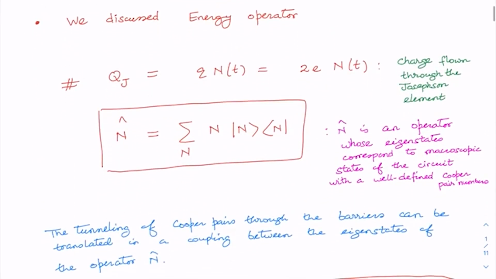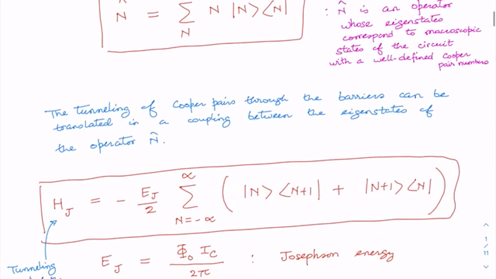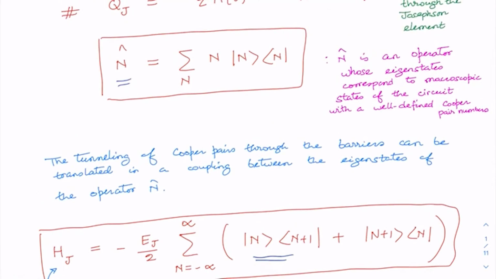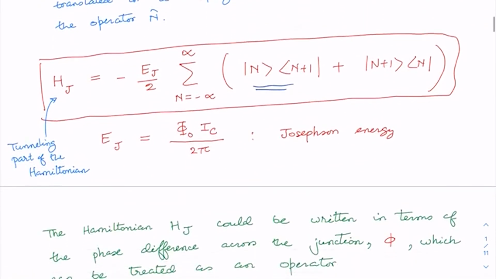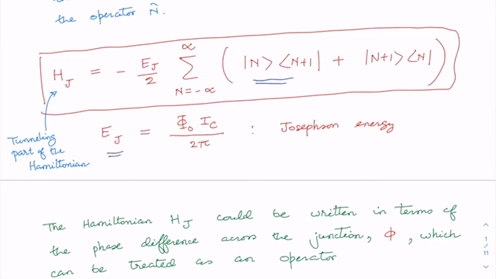And then we went on to discuss the energy operator, which we expressed in terms of the number state basis, or the Fock state basis, where this operator n cap is an operator whose eigenstates correspond to macroscopic states of the circuit with well-defined Cooper pair numbers. N refers to the Cooper pair number, and Ej is the Josephson energy. This form of the Hamiltonian is similar to the one that we discussed in the context of the Cooper pair box Hamiltonian in a previous class in this module.